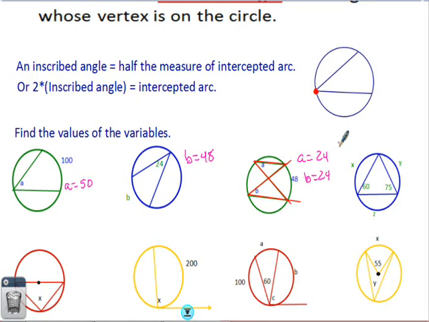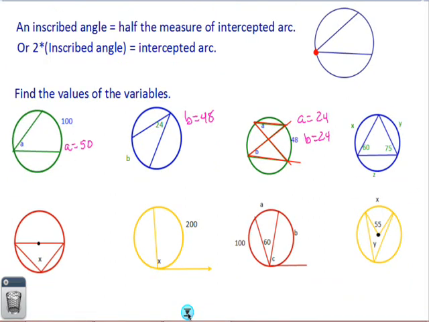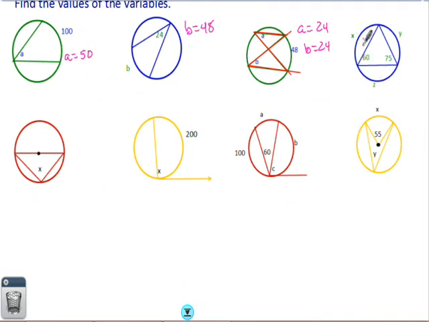Here, I like this problem, this one over here on the right. It's got a lot to it, and yet it's pretty simple at the same time. 60, if I extend these a little bit and take a look, this is an inscribed angle, 60, the angle is half the arc, so Y is 120. 75, the angle is half the arc, so X is 150.